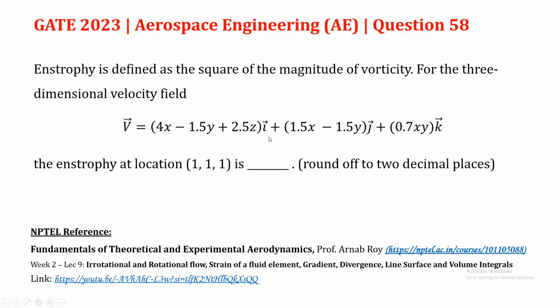The velocity field which has been given is: u is 4x minus 1.5y plus 2.5z, v is 1.5x minus 1.5y, and w is 0.7xy. We just have to find the entropy at the location (1, 1, 1). We are given that the entropy is the square of the magnitude of the vorticity. We know that the vorticity is the curl of the velocity vector. So we will first find the curl of the velocity vector, then find the magnitude of that vorticity and square it, which will give us the entropy.